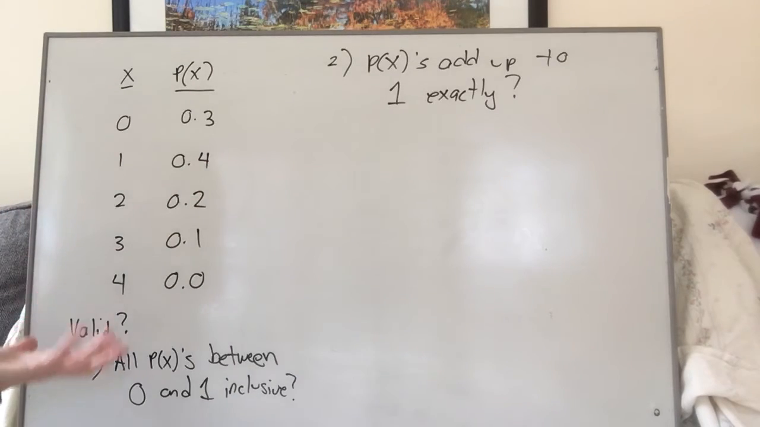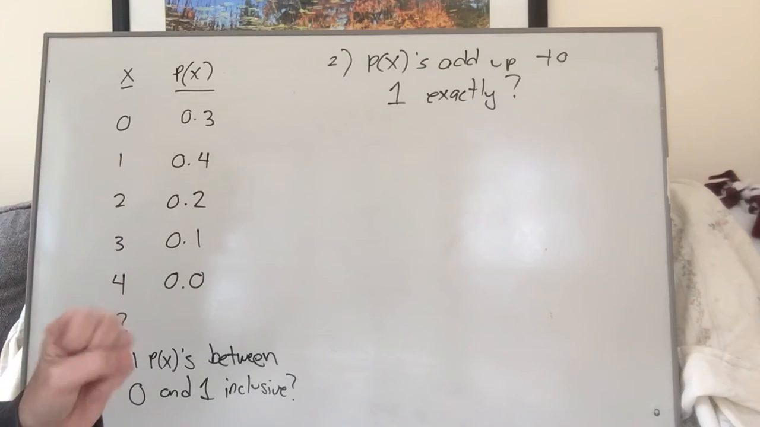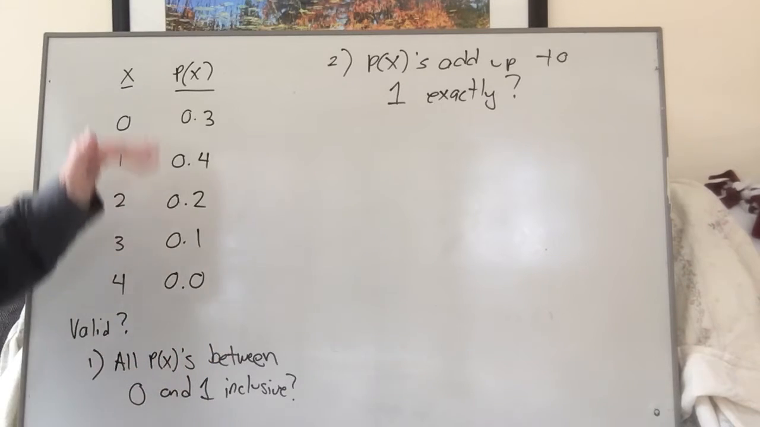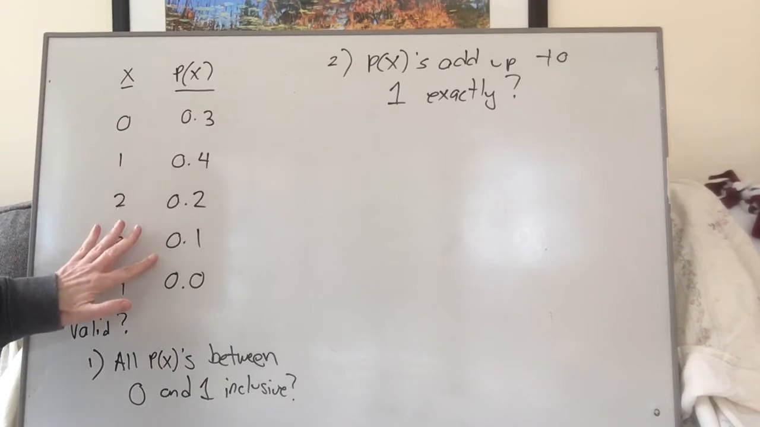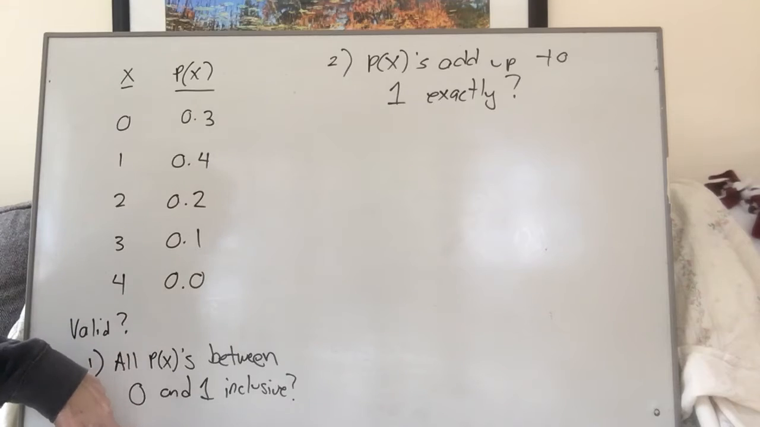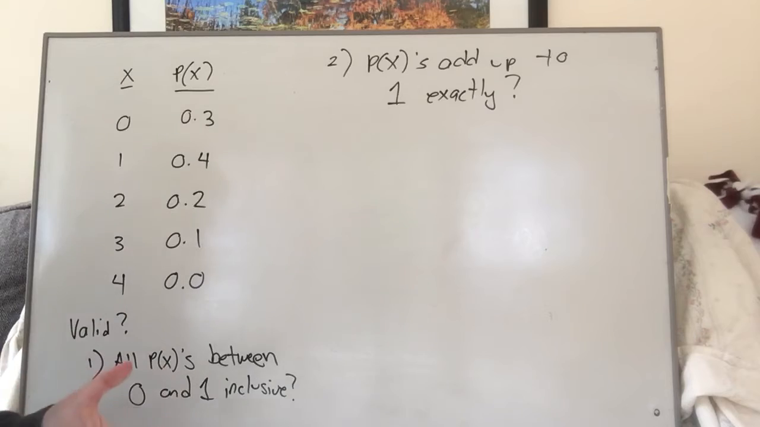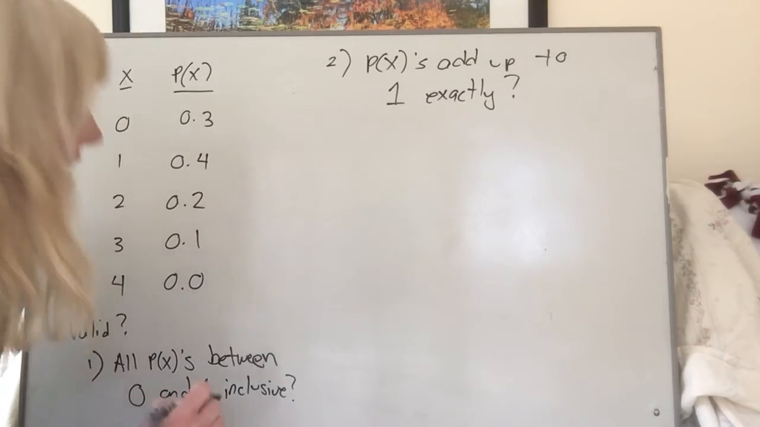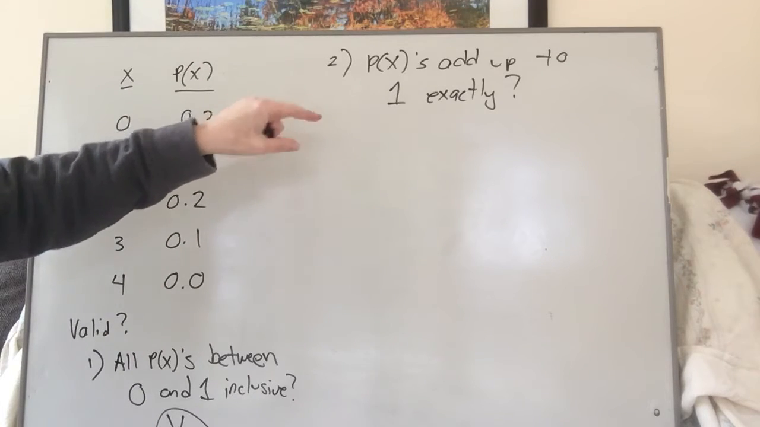But first thing we want to know is, is this a valid discrete probability distribution? There's just two conditions that have to be met. The first condition is all the P of x's, all the probabilities, have to be between 0 and 1 inclusive. So you just look at each one of these numbers. I think these are all between 0 and 1 inclusive, meaning including 0 and 1. You can't have any negatives, you can't have anything over 1. So that's good. The next requirement is the P of x's have to add up to 1 exactly.